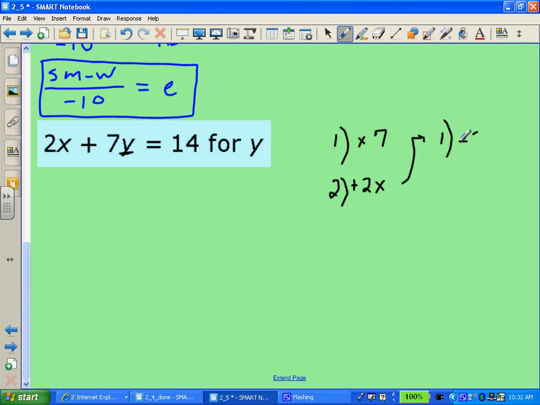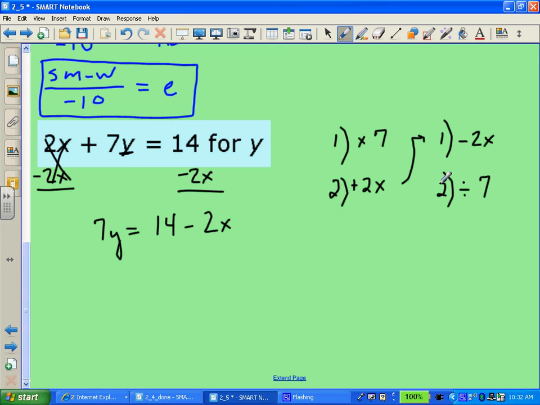Okay, so again, let's undo those. Opposite of plus 2x, minus 2x. So over here, these guys are going to go away. I have 7y equals 14 minus 2x. Okay, then opposite of times 7, divide by 7. So I'm going to divide by 7 here, and I'm going to divide by 7 here. 7's cancel, so I get y equals 14 minus 2x all over 7.